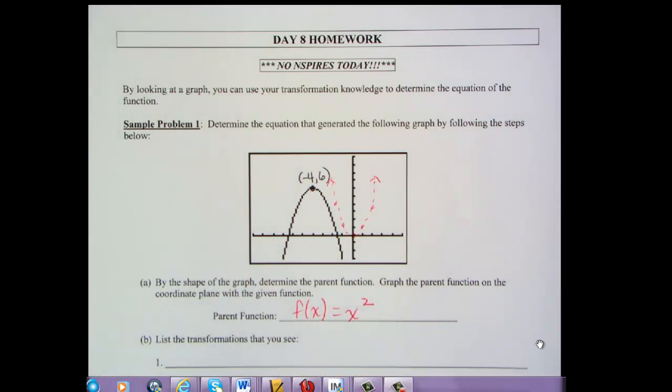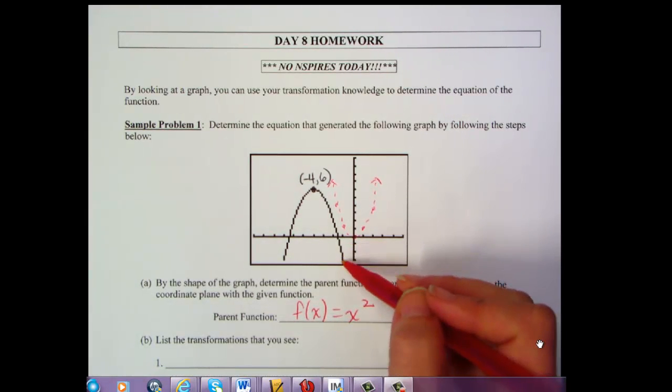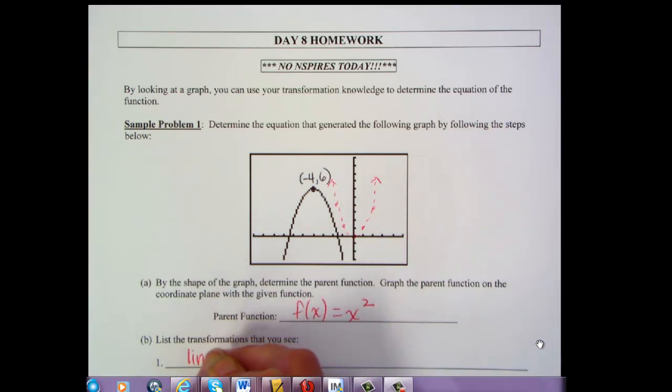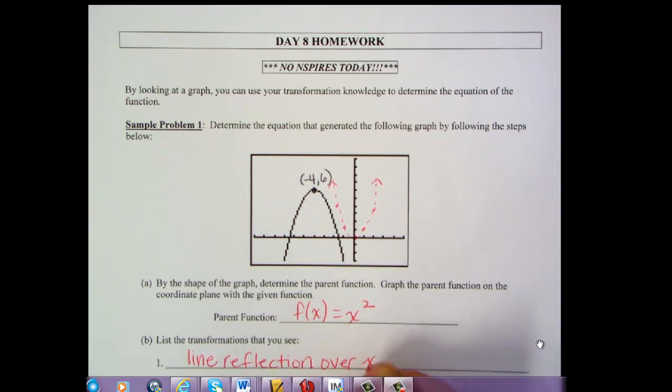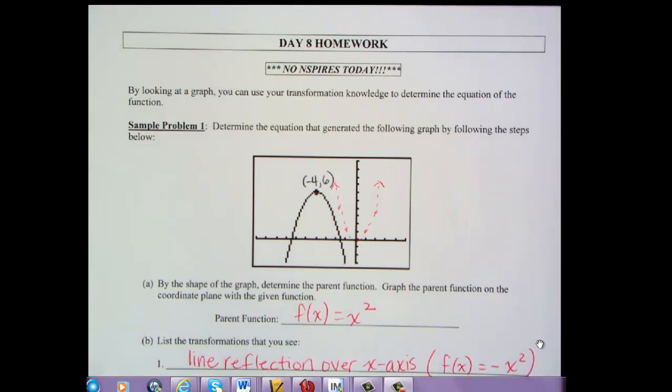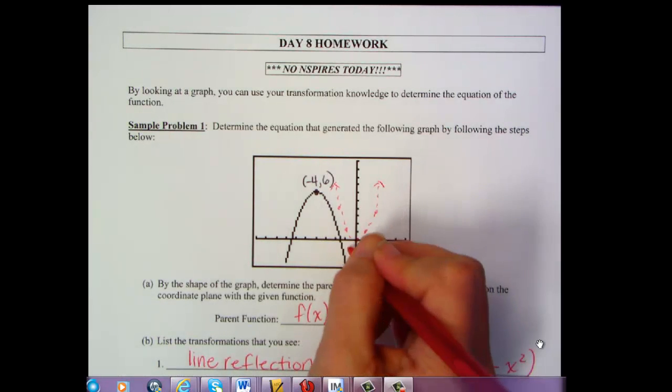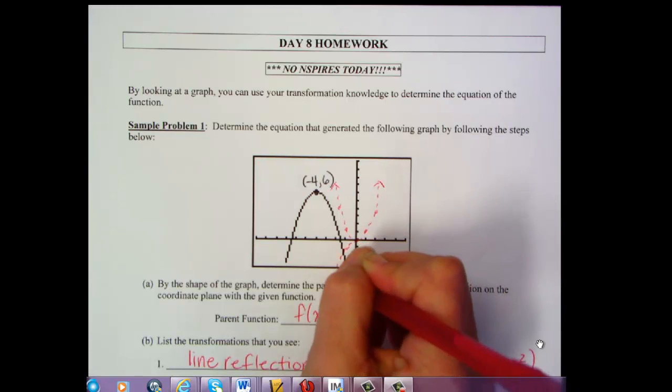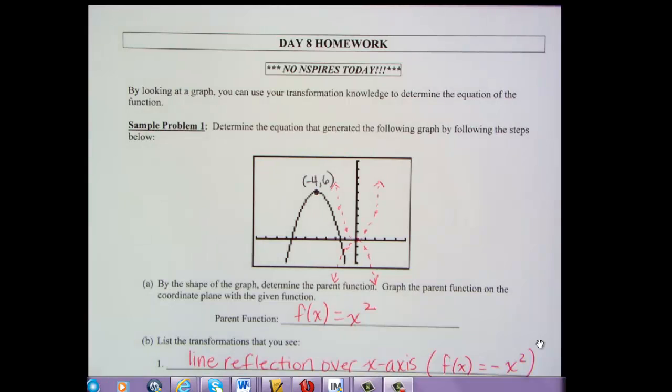Then we list the transformations that we see. The most obvious transformation for me is that the parabola is upside down. So that transformation is a line reflection over the x-axis. And then I remind myself what that is in the equation: a negative out in front. So I would change my equation to f of x equals negative x squared. And you're going to want to graph that as well. These don't have to be perfect or lovely, but just a reminder about the changes that happen right along the way.